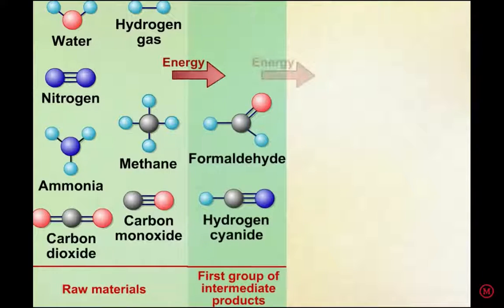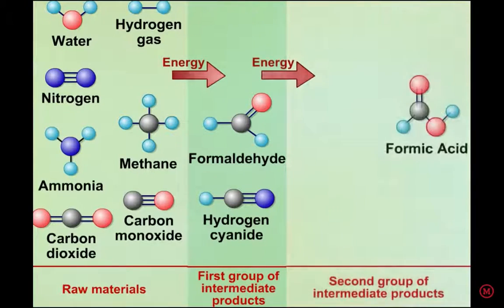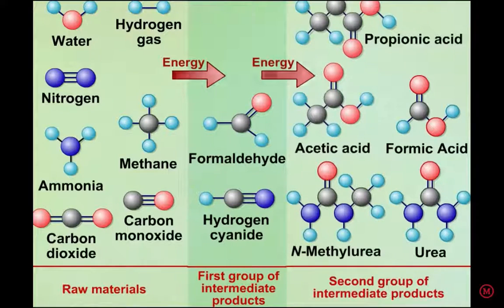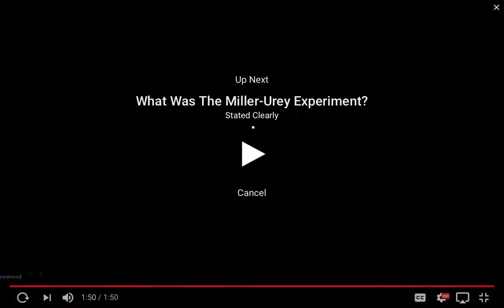These compounds then combine to produce formic acid, urea, and amino acids. In similar experiments carried out over the next several years, various organic compounds have been synthesized. These experiments showed that simple organic compounds, including the building blocks of proteins and other macromolecules, could be formed from gases present in the primitive atmosphere with the input of electrical energy.